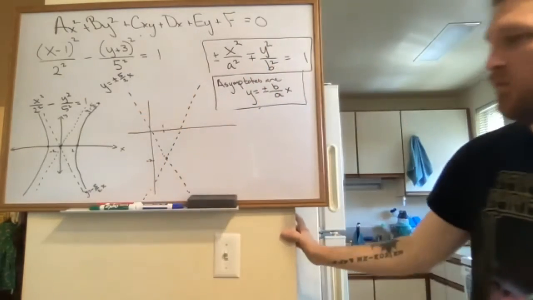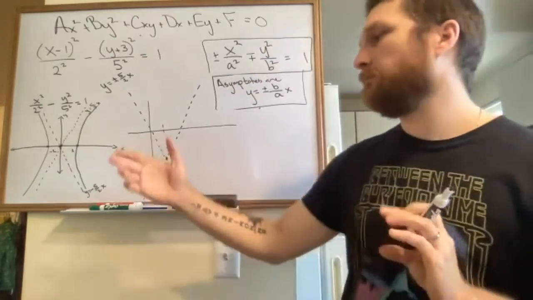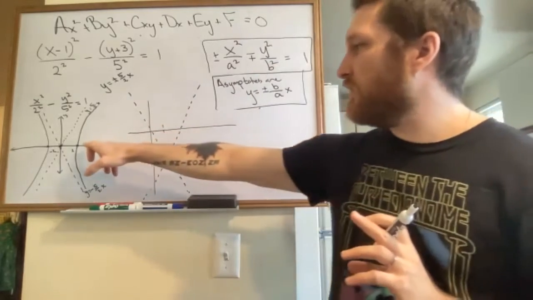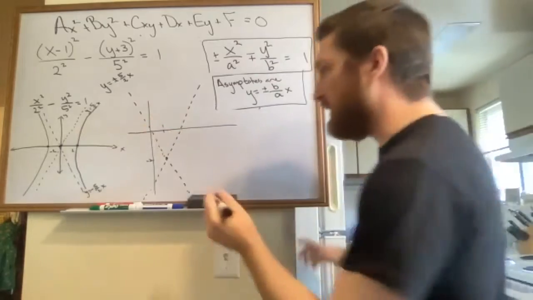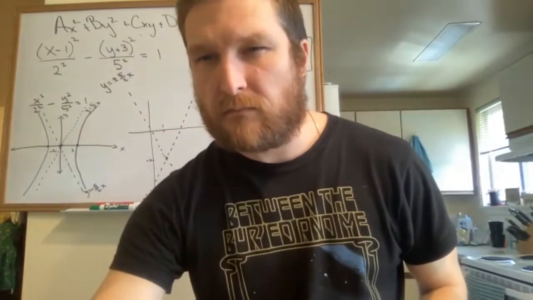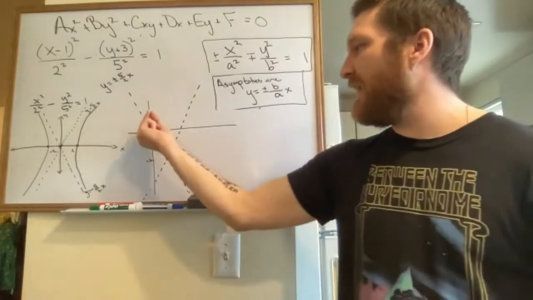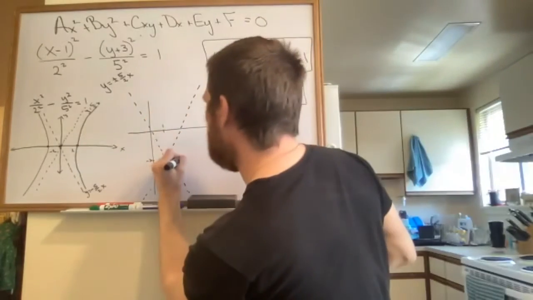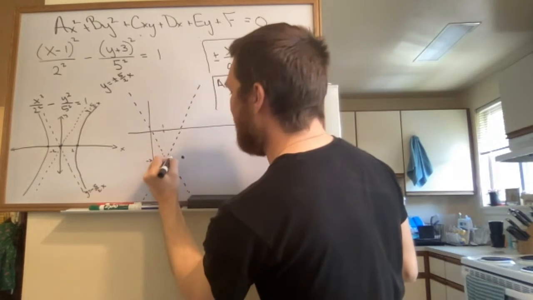We'll find those in just a second. Now, the 2 got shifted over 1 unit to 3. Sorry about that. The positive 2 got shifted over to 3 and down to -3. So he's down here at 3, -3.